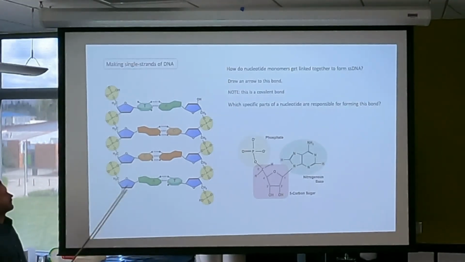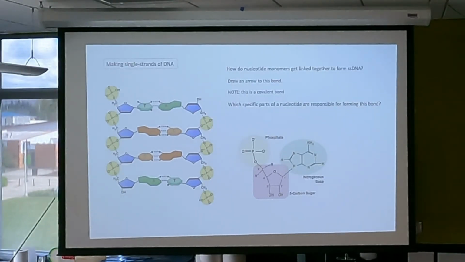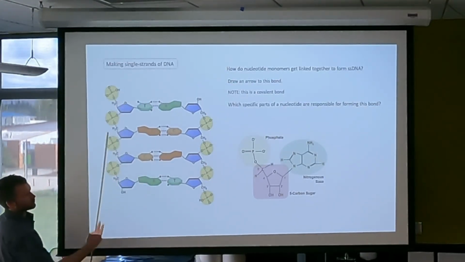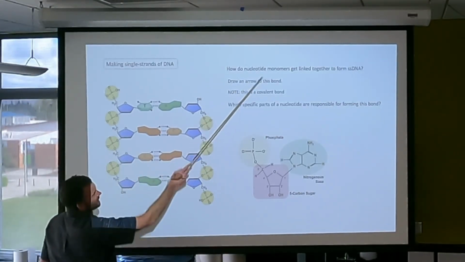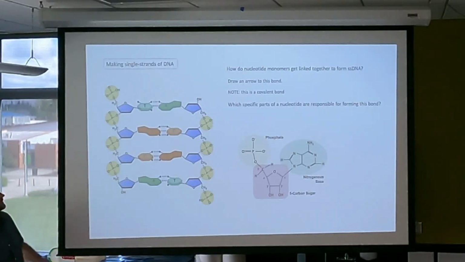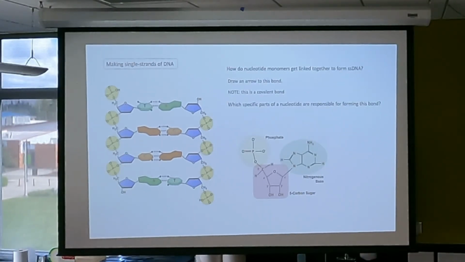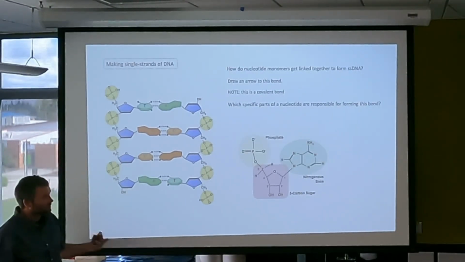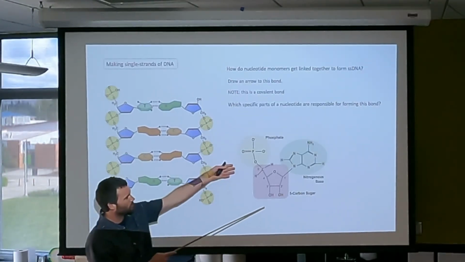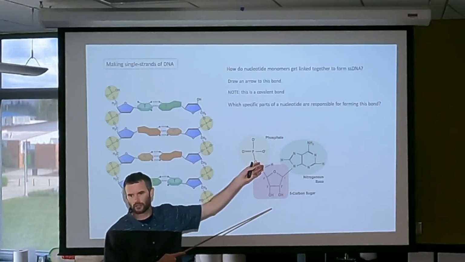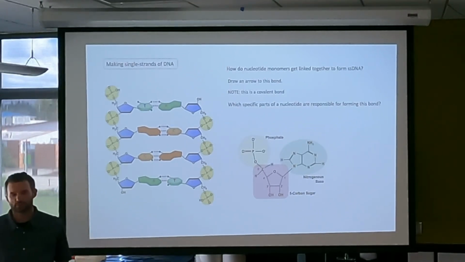So that's good. We learned how to make a double-stranded DNA molecule, but the last thing I want to talk about here is how you make an individual single strand of DNA. How do nucleotide monomers get linked together to form single-stranded DNA? How does this nucleotide bind with this one, and this one, and that one? What I want you to take away from this is what specific parts of a nucleotide are responsible for forming this bond. See if you can figure that out real quick. Talk with your neighbor about it and see what you come up with.